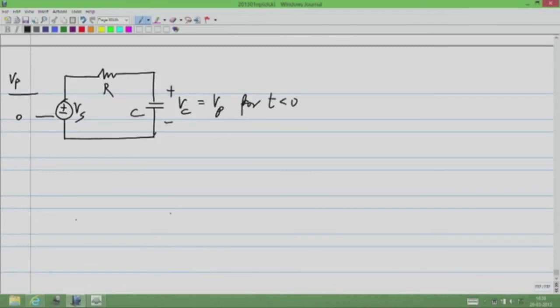Now if you look at the differential equation that governs this circuit, it is RC dVc by dt plus Vc equals Vs, and this is nothing but 0 for t greater than 0. So we have a differential equation with 0 on the right hand side. That's the differential equation that governs this particular circuit in this condition.